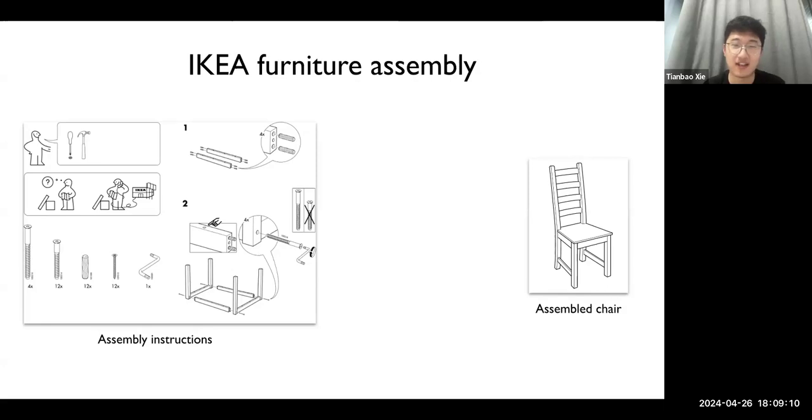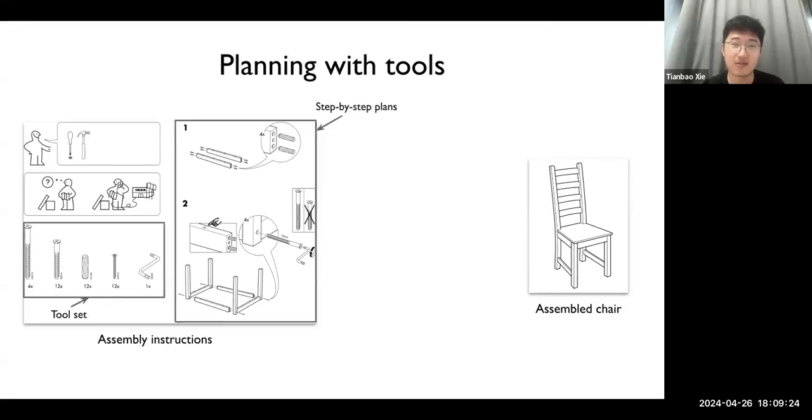The instructions may be demonstrated in a few ways, combining the modalities of images and text, as shown on the left. This is actually an interesting topic that the whole NLP community focuses on nowadays, called planning. It is a detailed annotation of step-by-step plans. The left side is the tool set that may be provided, such as a hammer or other things that you can use to assemble these chairs.